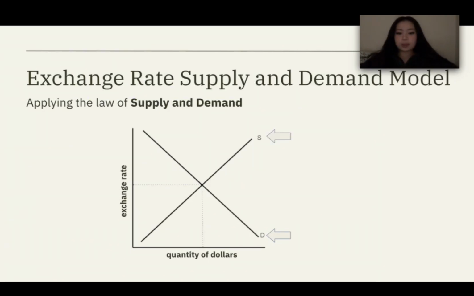On the other hand, the supply slope tends upwards because more people are willing to sell this money at a higher price, i.e. a higher exchange rate. Where the two slopes meet, we reach an equilibrium, and this is the price or value of the currency where the amount supplied is equal to the amount demanded. Any price above this will result in a surplus, meaning too many sellers and not enough buyers, and any price below would mean a shortage, meaning too many buyers and not enough sellers.